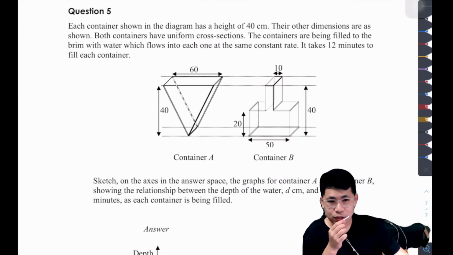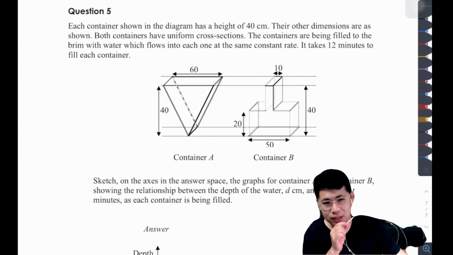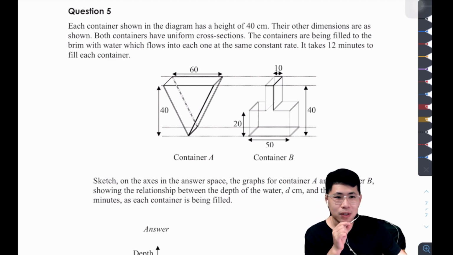Okay, so let's take a look at question 5. So question 5, each container shown has a height of 40 cm. The other dimensions are as shown. So they didn't give us the width actually, but okay, they show us the same height. The containers are being filled to the brim with water which flows into each other at the same constant rate. It takes 12 minutes to fill each container.